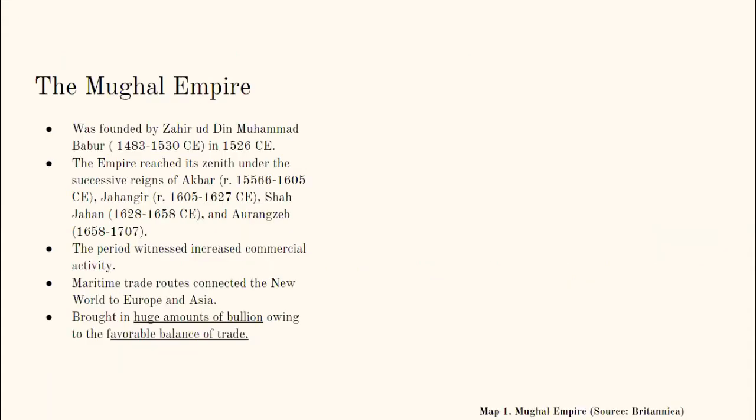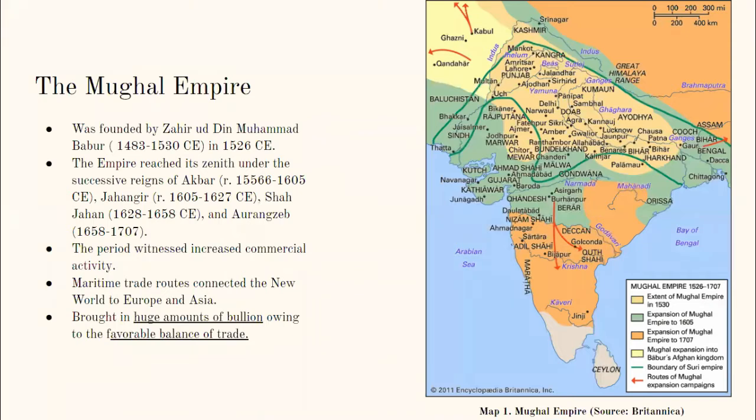Now, the Mughal Empire, as you all know, was founded by Zahir-ud-din Muhammad Babur. The empire reached its zenith under the successive reigns of Akbar, Jahangir, Shahjahan, and Aurangzeb. Akbar is credited with having established much of the centralized machinery to run the administration of the empire and its reputation as an all-powerful state both within the Indian subcontinent as well as abroad.